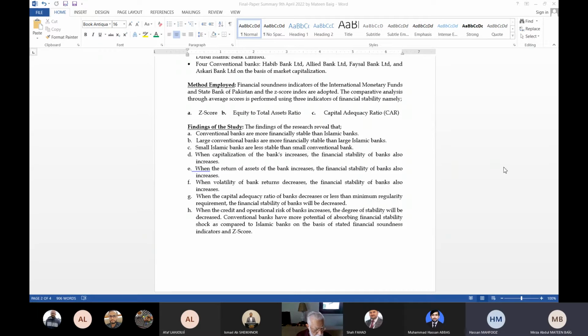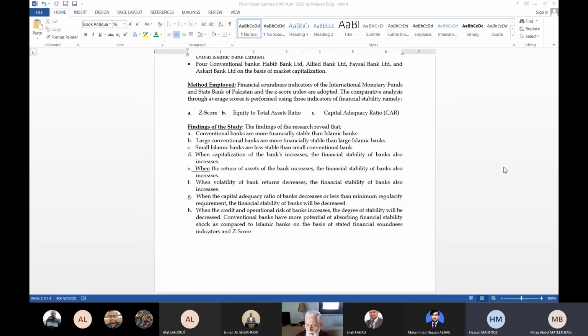Then when the return on assets of the banks increases, the financial stability of the bank also increases. This is the general understanding. When the volatility of the bank's return decreases, the financial stability of the bank also increases. This is also mentioned there.